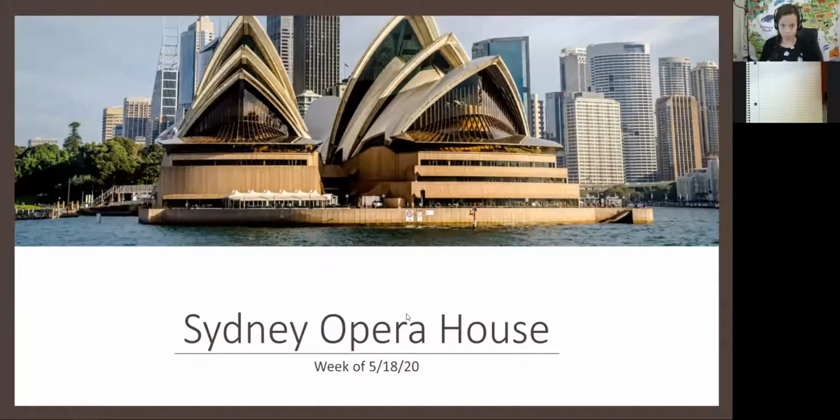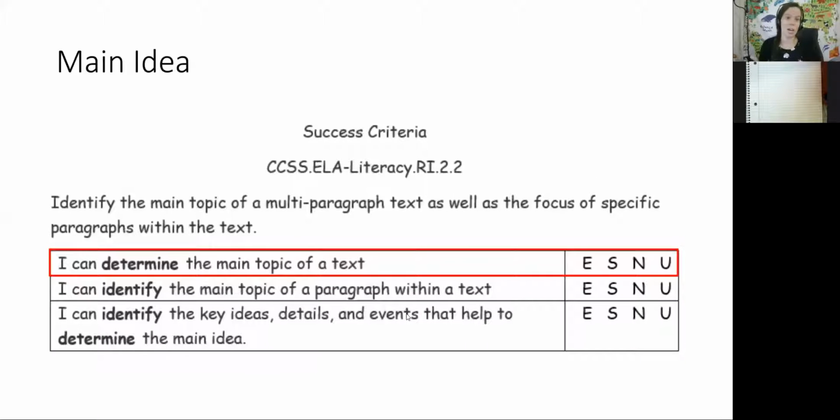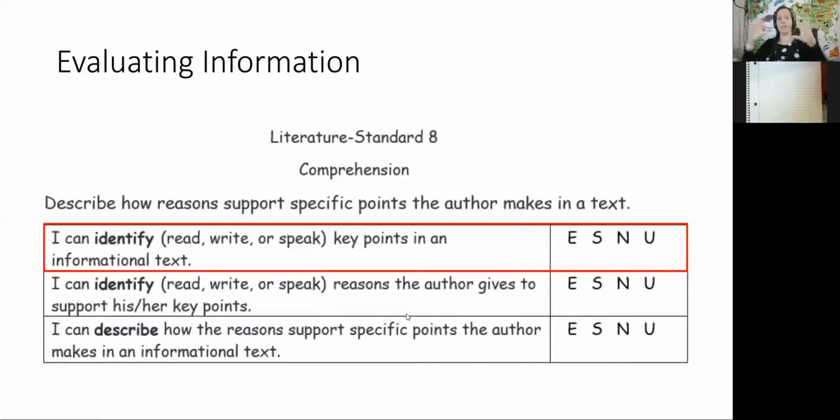Now, we're going to focus on identifying what information the author is presenting us and really understand what the author is trying to tell us. And we're going to look at the main idea. What is this mostly about? Now, we're going to take all of the information that we learned this week, and we are going to pull out the most important pieces of information, and that's what we're going to put on our chart that we create.